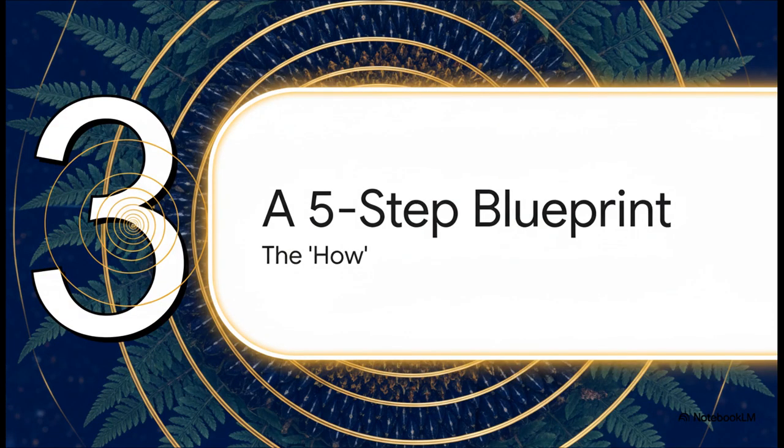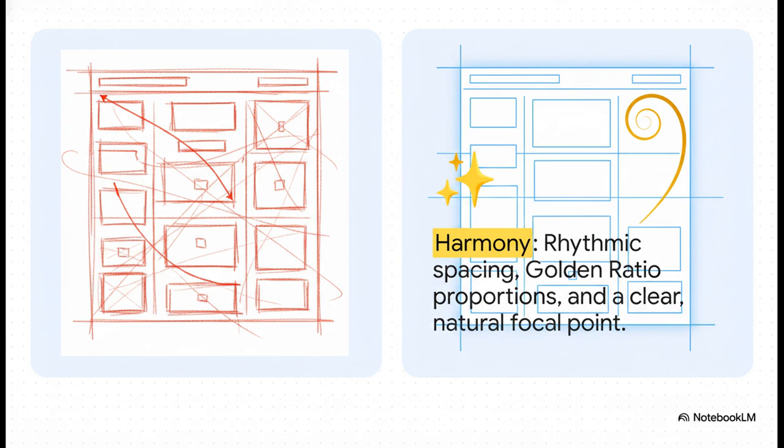Okay, theory, check. Tools, check. Now let's put it all together. I'm going to give you a simple 5-step blueprint that you can literally use on your very next project. So the goal here is to move away from guesswork and toward intentional harmony. Instead of just picking random spacing, we're going to use rhythmic spacing based on the Fibonacci sequence. Instead of just winging it with column widths, we're using golden ratio proportions. This is a system, a framework for getting consistently better results.